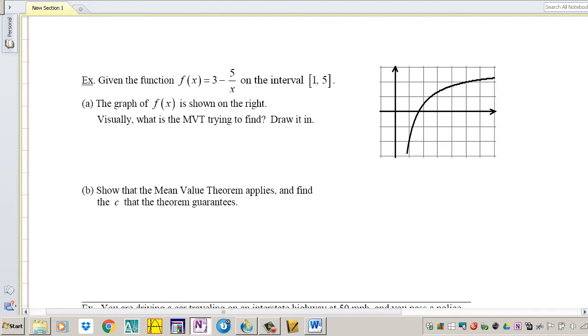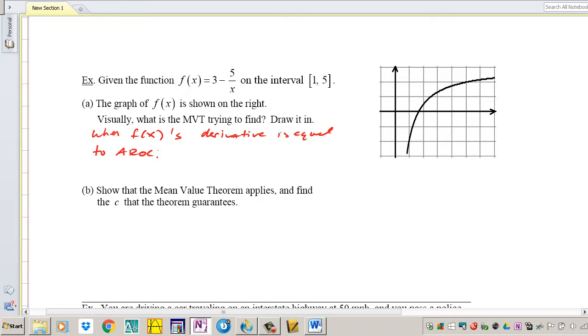The next example utilizes the MVT. Given the function f(x) on the interval 1 to 5, the graph of f(x) is shown on the right. Visually, what is the MVT trying to find? Draw it in. From the theorem, we want to find when x, or shall we say C, when f'(x), the derivative, is equal to the average rate of change. That is what we want to find out.